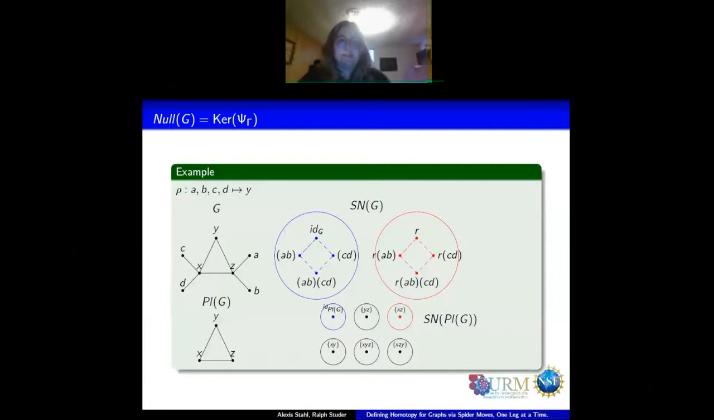And so you can see on the left, in the left blue circle, we have all the automorphisms homotopic to the identity, and on the right we have all the automorphisms homotopic to our reflection. And so you can see that all the automorphisms in the blue circle map to the identity of pleat G. So they all map there, and since they are the Null G, and they all map to the identity of the pleat G, then they must also be the kernel of our psi gamma.